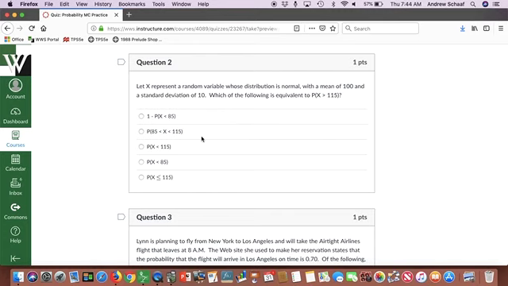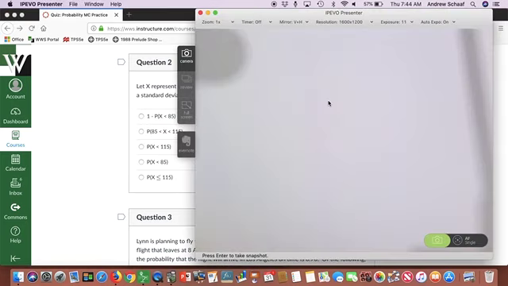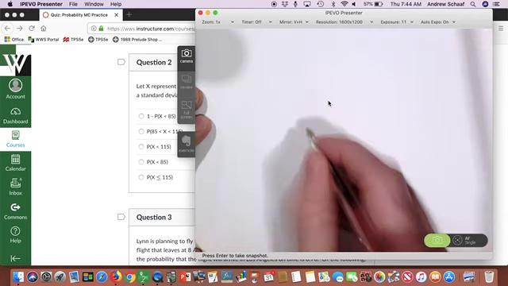So we have a variable with a mean of 100, a standard deviation of 10, and we want to know which of these expressions down here is equivalent to the probability of x is greater than 115. So let's draw a picture of what x is greater than 115 looks like.